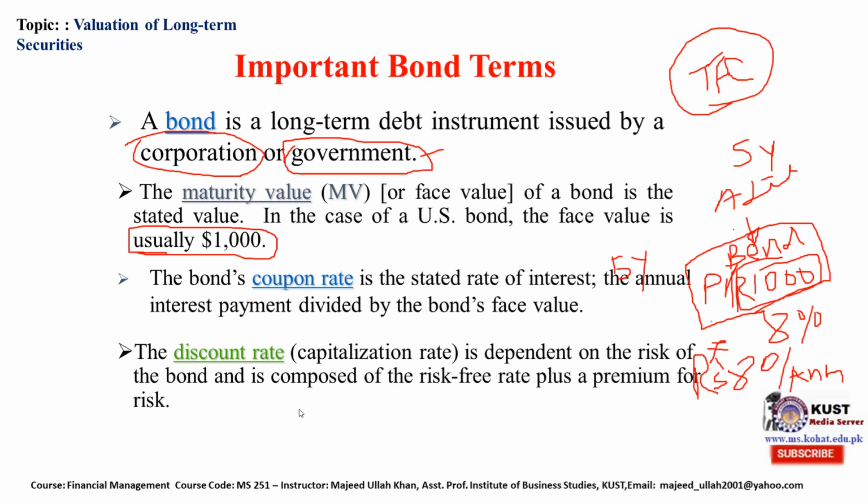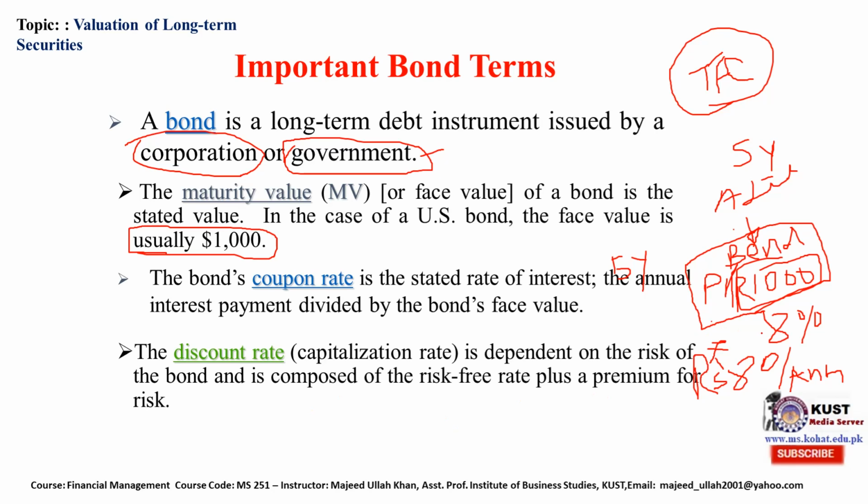Discount rate. The discount rate, or capitalization rate, is dependent on the risk of the bond. It is composed of the risk-free rate plus a premium for the risk. This is basically the rate that is available to the investors.